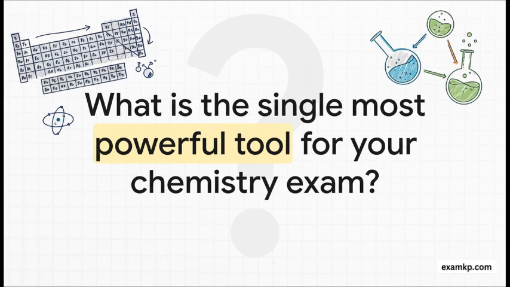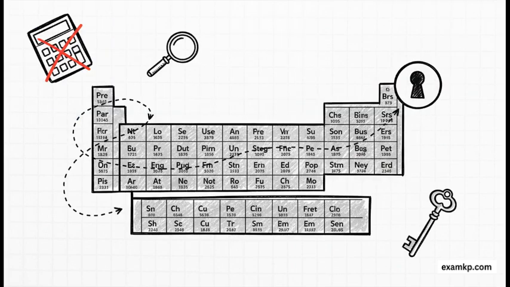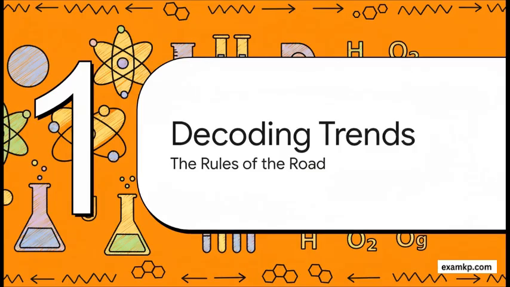So let me just ask you this straight up. I want you to think about all the stuff you're studying, your notes, your textbooks, everything. What is the one thing that holds all the secrets, the key to predicting how elements are going to behave? It's not your calculator, even though that's pretty useful. It's the periodic table. And I want you to stop thinking of it as a list and start seeing it as a roadmap, maybe even a secret code. Because once you learn how to read it, the answers to so many questions just pop right out. So let's start decoding our map.